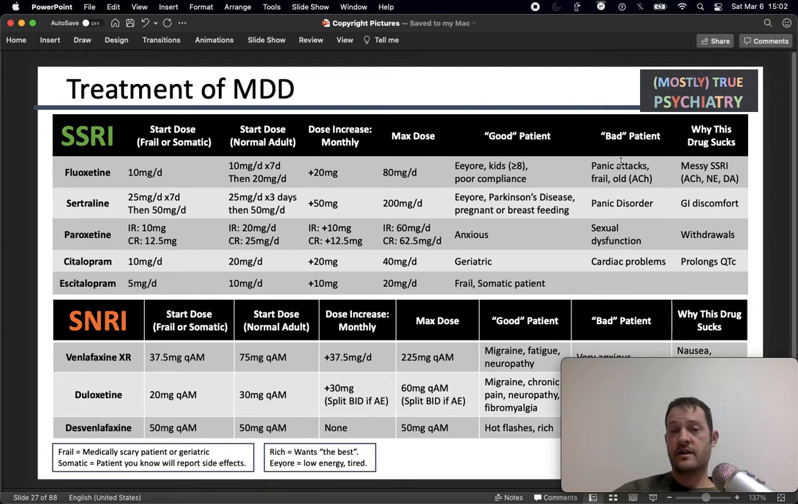Because it's activating, right? This should be bad for people who are super anxious and have panic attacks. If they're frail or old, I would say it's actually a bad drug too, because it's a messy SSRI. As you increase the dose, it starts hitting. It's a big fluffy old molecule.